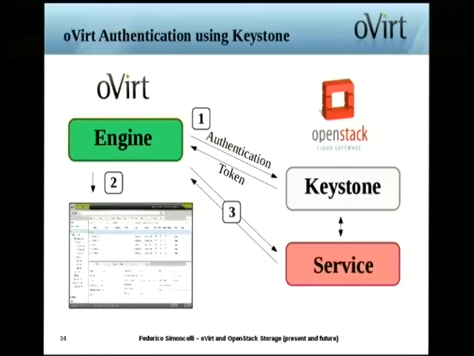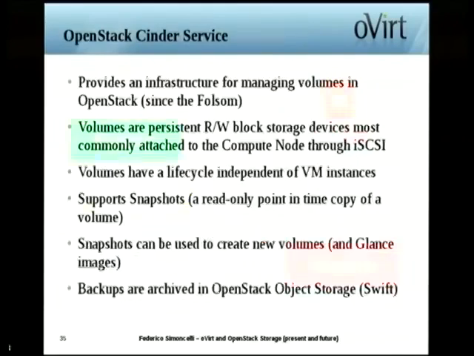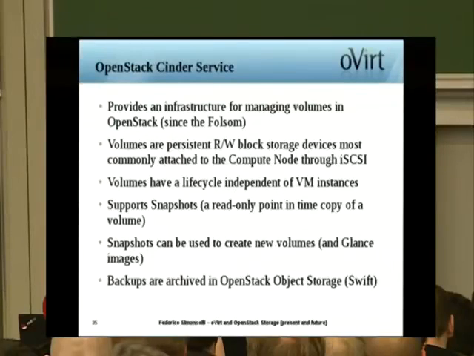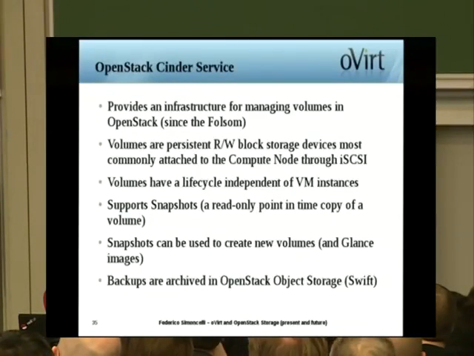Another service in the storage area that we want to integrate with is the Cinder service that provides basically an infrastructure for managing volumes. Since Folsom, because previously it was part of the compute node of Nova, it has been separated into a specific project itself, that is Cinder, and volumes are persistent read-write block storage devices that most commonly are used through iSCSI, right?